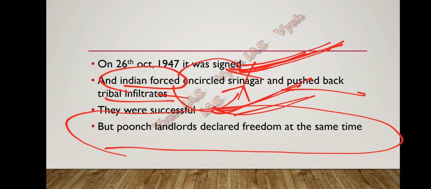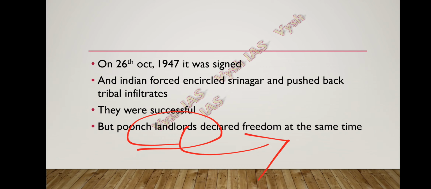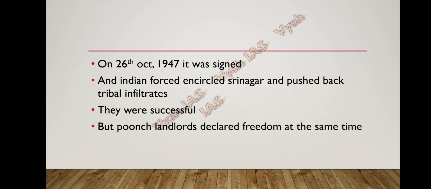But meanwhile, the Poonch landlords, I have told you there is a place called Poonch, declared freedom at the same time, and we call this Poonch area Azad Kashmir because the landlords declared independence. The landlords declared independence while Hari Singh was busy with the tribal infiltrators, or when he was busy speaking with Sardar Vallabhbhai Patel and Nehru. Meanwhile, the Poonch landlords declared freedom, and now we call them Azad Kashmir.